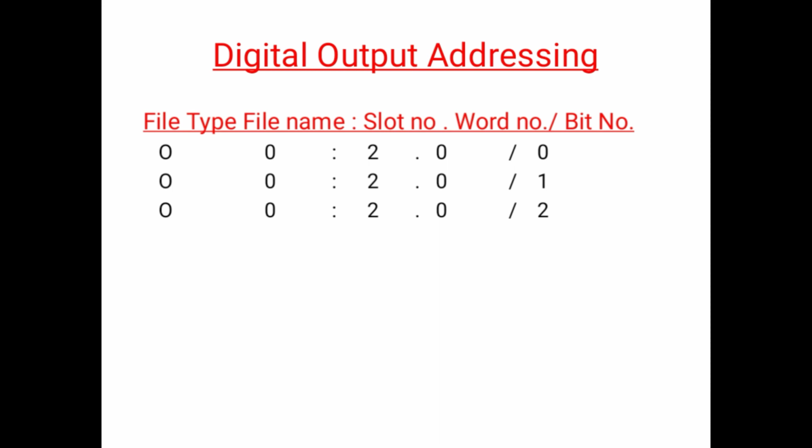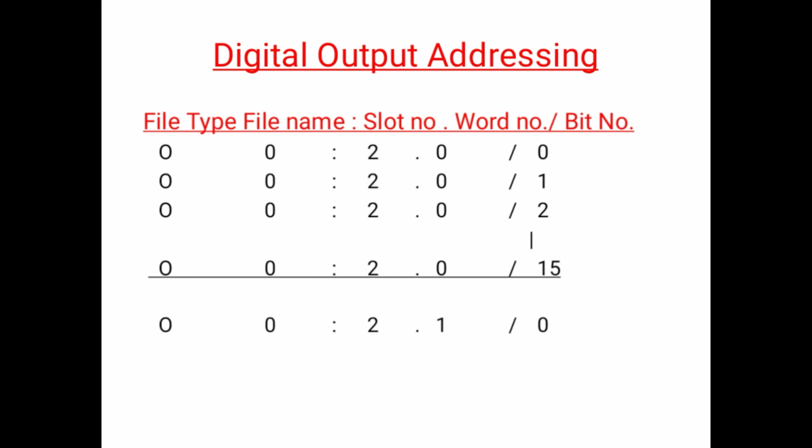O file type, file name is 0 colon slot number is 2, first word is 0 slash bit number is 2, and it will repeat up to 15. So last is O file type, file name is 0 colon slot number is 2 dot word number is 0 slash 15, number is the bit number. So these are the 16 output addressing.